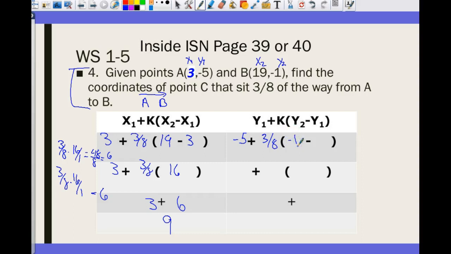-1 and -5. Okay. The tricky part here is realizing -1 minus -5 is really -1 plus 5. If you do a minus a negative number, it becomes a plus. So -1 plus 5 is going to be 4 times 3 over 8 and -5.